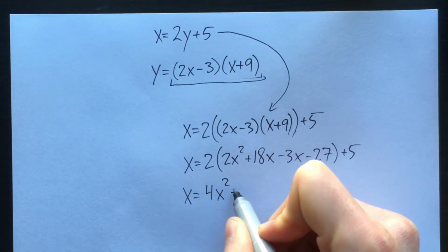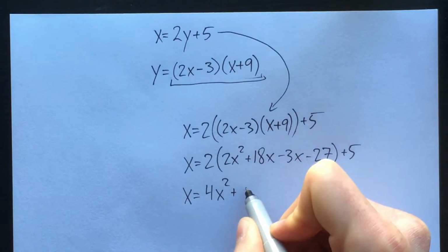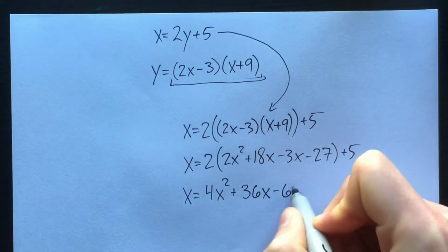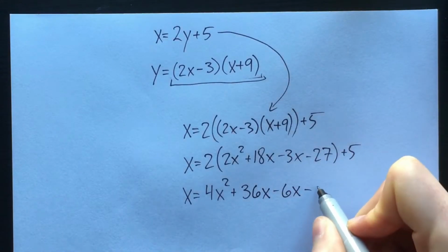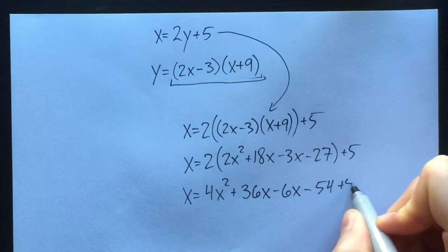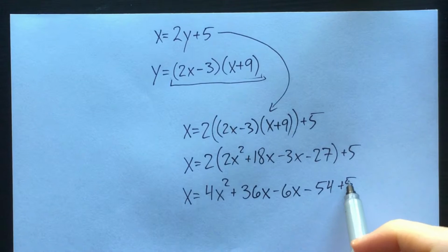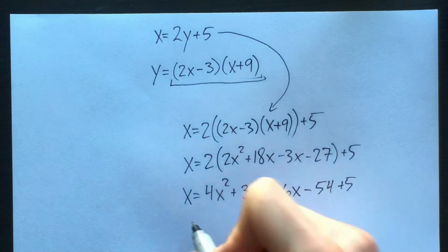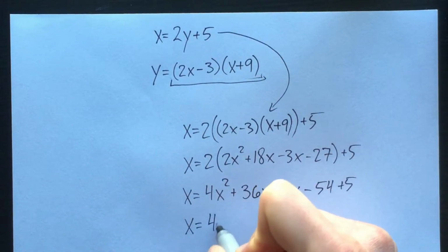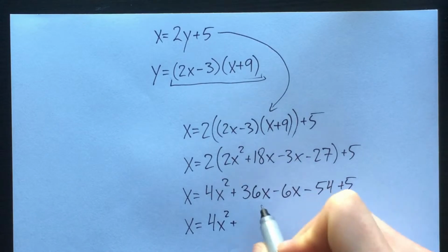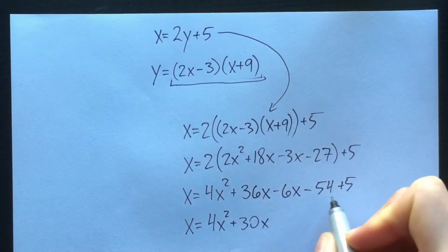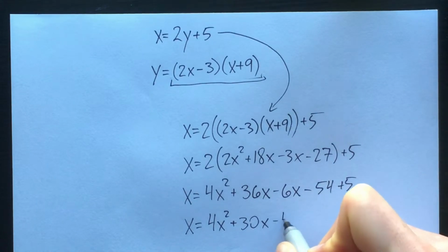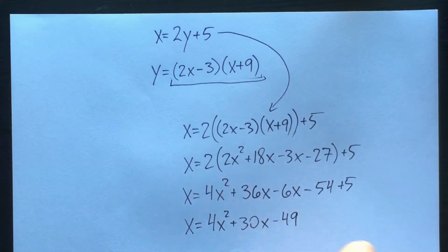So now let's distribute this 2, so x is equal to 4x squared plus, what is that, 36x minus 6x minus 54, and then plus 5. You notice I removed my parentheses because we don't need them anymore, because this isn't being multiplied by anything. So now let's just combine our like terms. We get that x is equal to 4x squared plus 30x minus, so negative 54 plus 5 would be negative 49, right? So just minus 49. And now we have a quadratic.